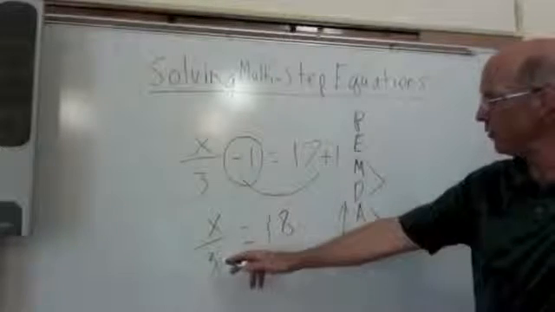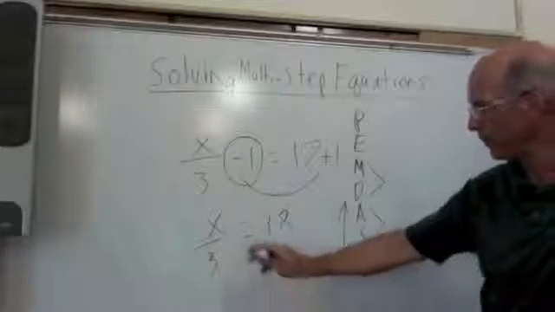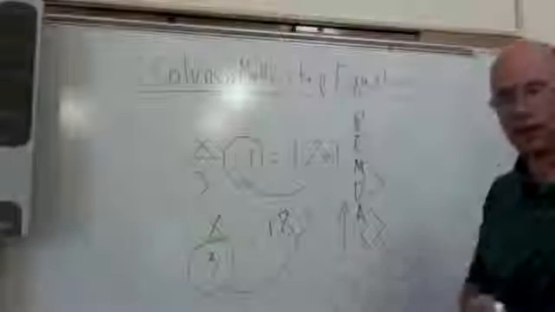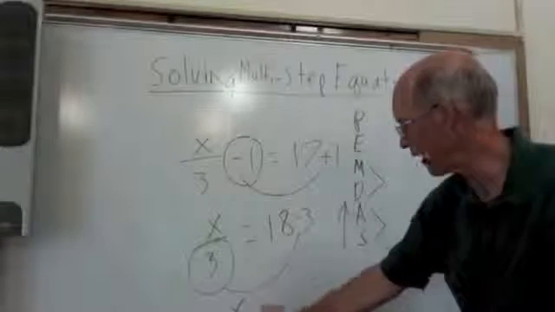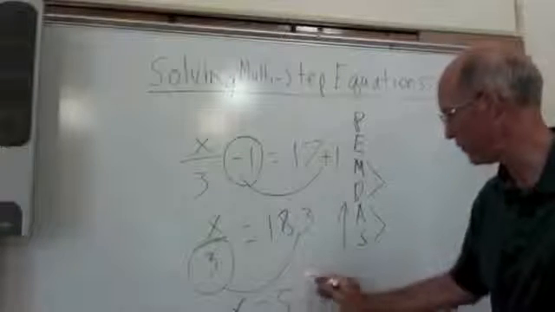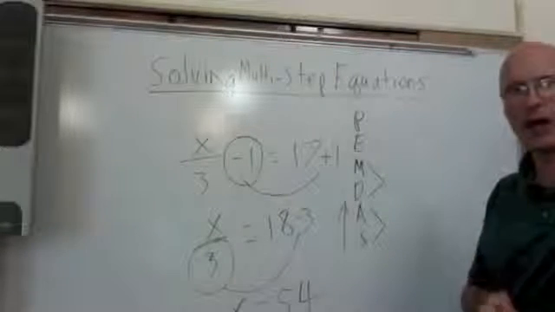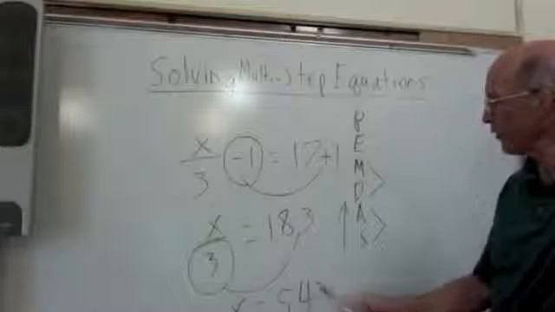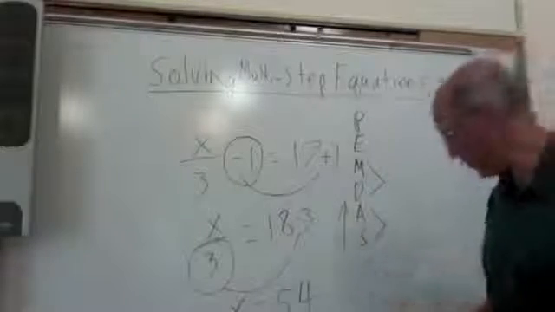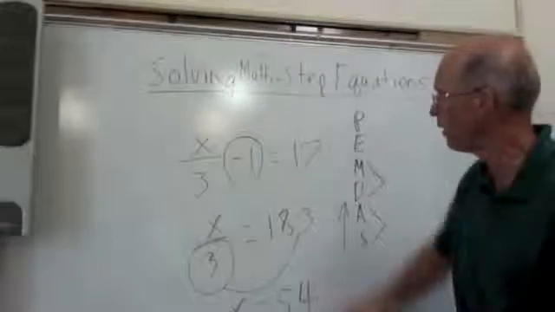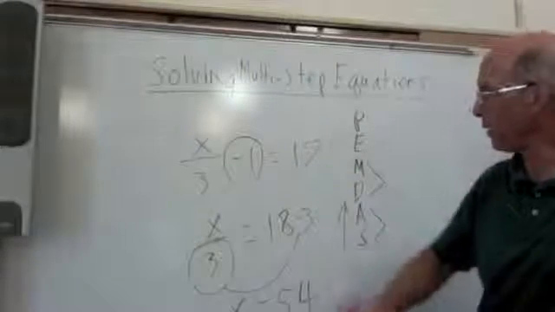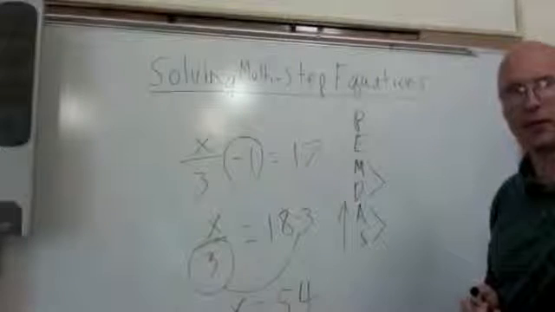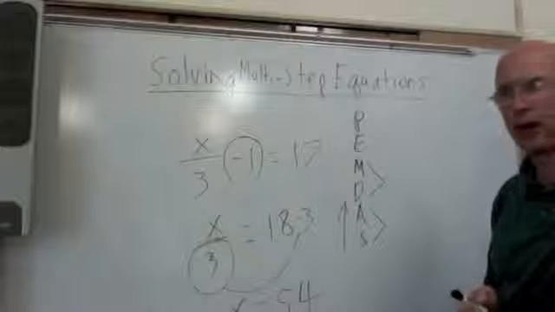Now, how do we undo a division of 3? We bring it to the other side, and we make it a multiplication of 3. And what we're going to end up with is x equals 54. How many of you got it right? Be honest. All right. X equals 54. So again, stick this in our original equation. Does 54 divided by 3, which is 18, minus 1, really equal 17? Yes, it does. So we're good. Does it make sense?